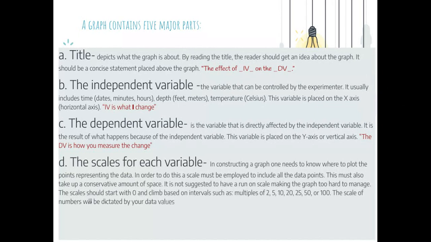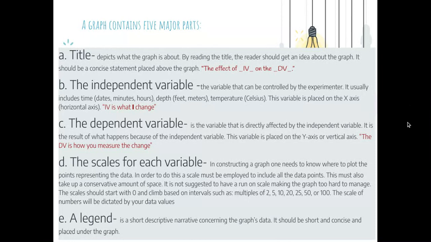The scales for each variable. When you're constructing a graph, you need to know where to plot the points representing the data. In order to do this, we have to come up with a scale to include all those data points. This must also take up a conservative amount of space. It's not suggested to have a run on scale making the graph too hard to manage. The scale should always start with 0 and climb based on set intervals, such as multiples of 2 or 5 or 10 or even 100. The scale of numbers will be dictated by your data values.